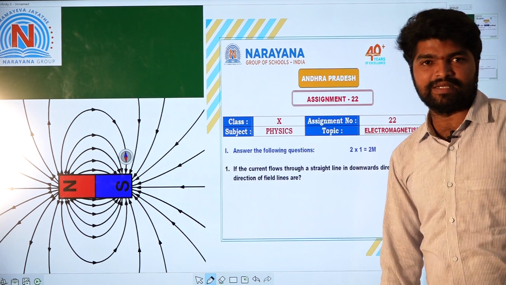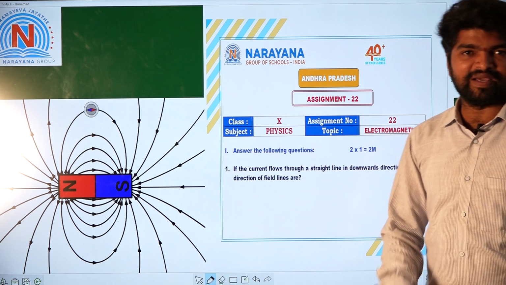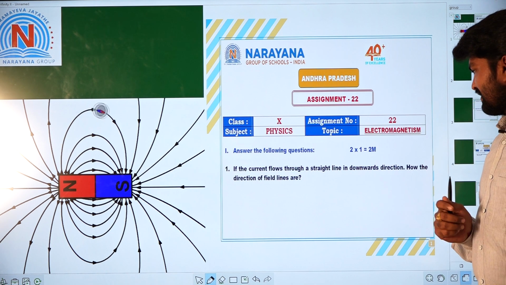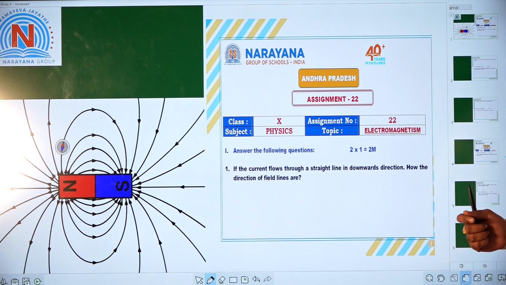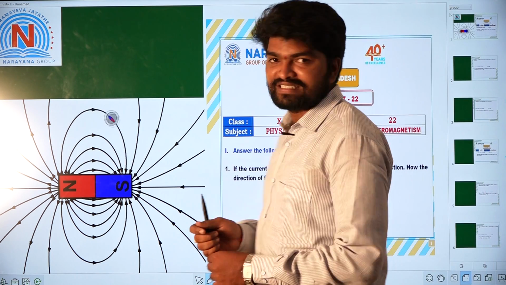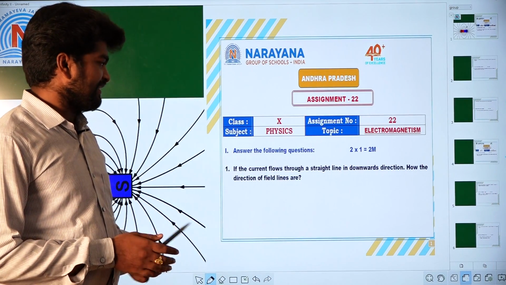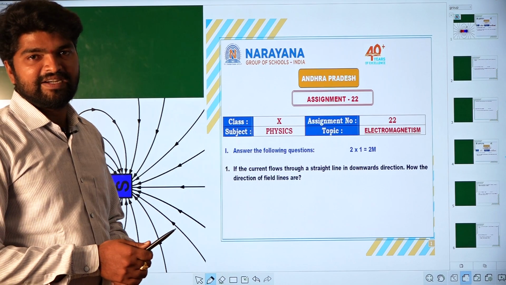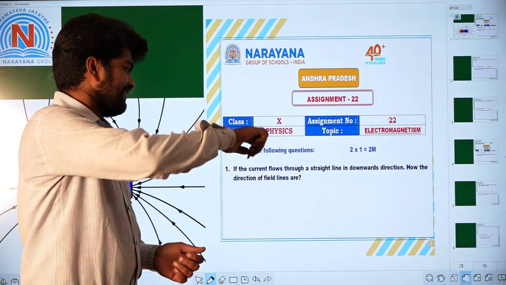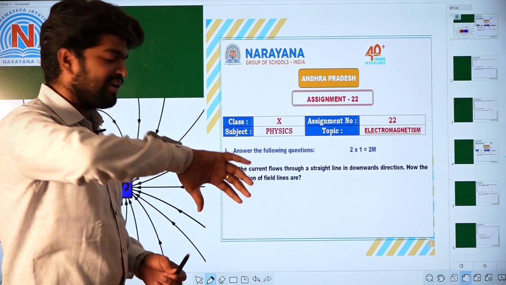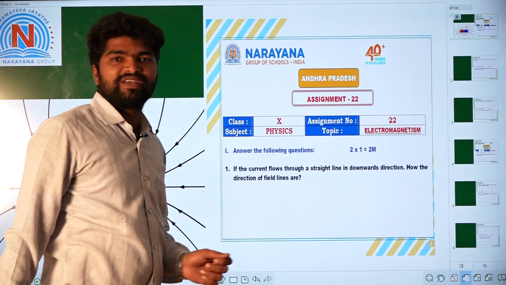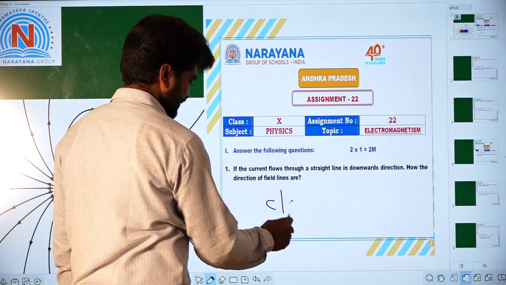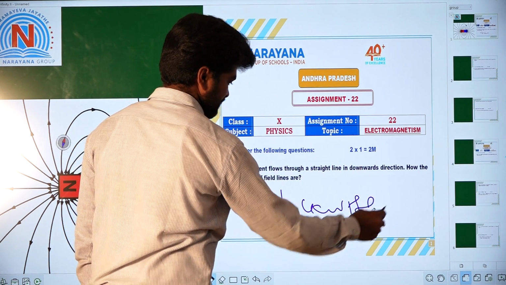Today we are going to discuss assignment 22 in electromagnetism. The first question is: if the current flows through a straight wire in the downward direction, what is the direction of the field lines? We can find the direction of field lines around a straight wire by using Ampere's right hand thumb rule. If I hold the current carrying conductor in the downward direction, my four fingers curl in the clockwise direction. See, this is how the direction is. So for this we can write clockwise direction.